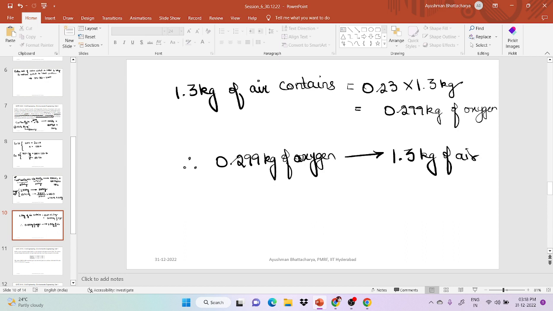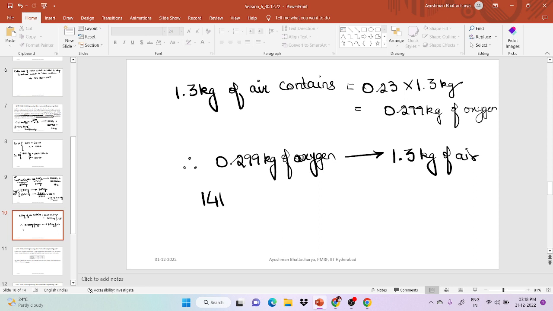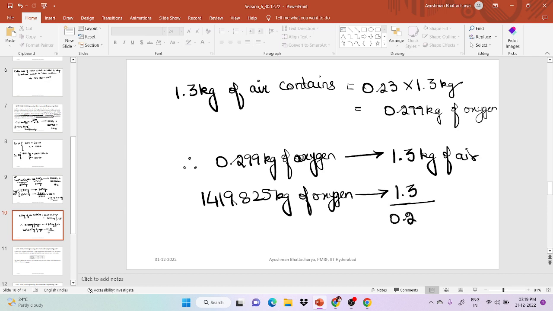Now, I wrote it in this way because here we have calculated the oxygen requirement. So 1419.825 kg of oxygen will give 1.3 divided by 0.299 into 1419.825 kg of air. If you solve this, you will get 6173.152 kg of air.